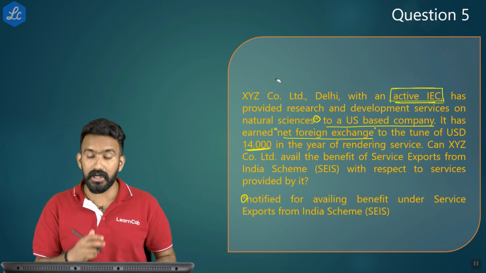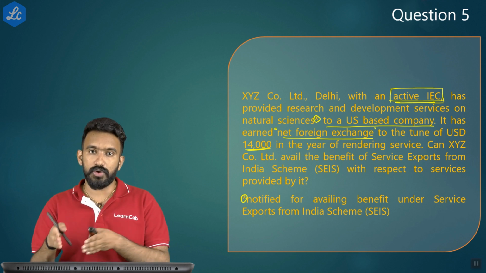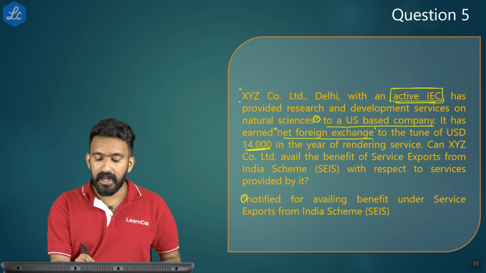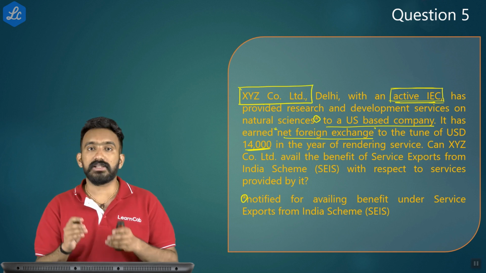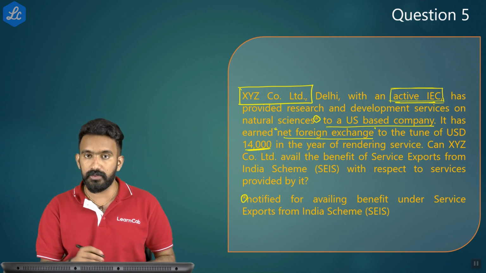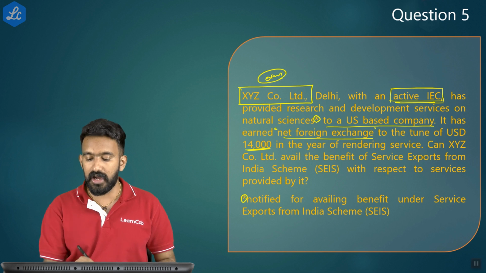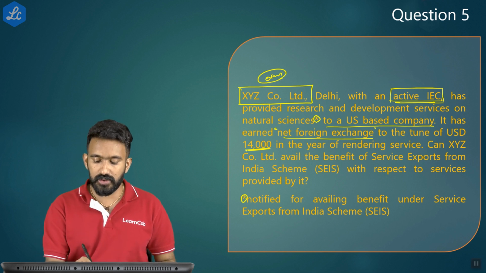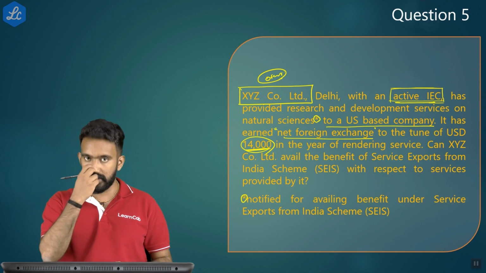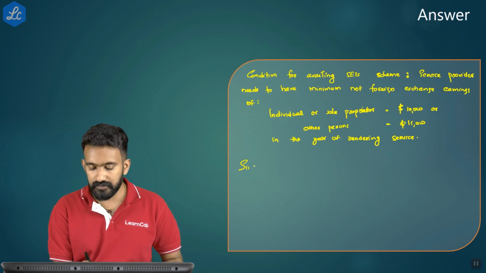Now let us look at in our question whether the service provider is an individual, sole proprietor, or otherwise. XYZ Company Limited is a service provider in our question, which means it is not an individual or sole proprietor, it is other, which means they need to have net foreign exchange earnings of 15,000 minimum to avail this particular scheme.